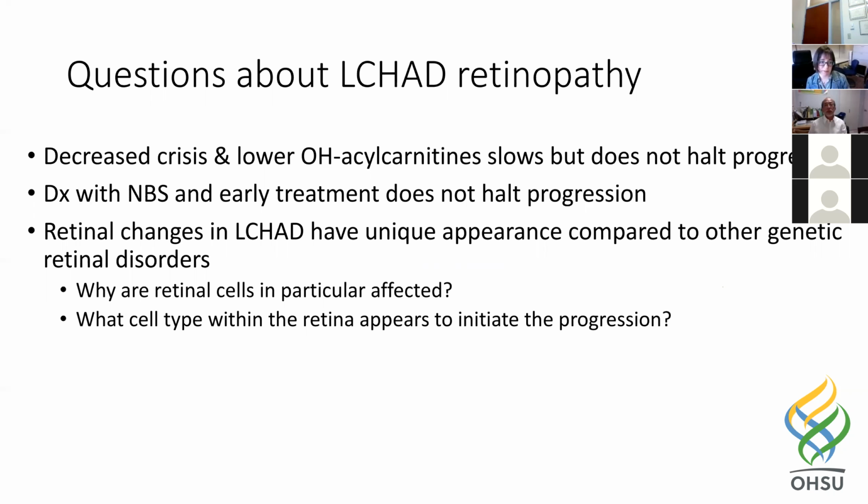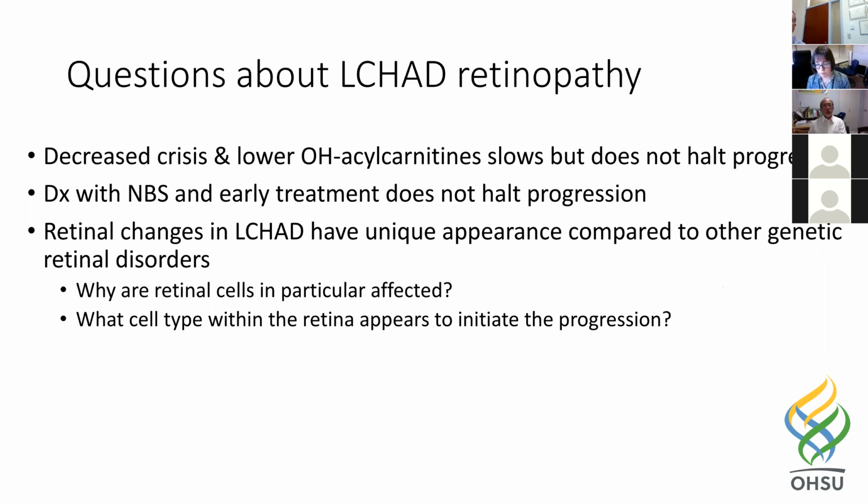So a couple of questions based on the data so far. We know from several publications that if you can treat these patients, prevent crises, and keep the hydroxyacylcarnitines and hydroxy fatty acids a little bit lower, you slow the progression of the retinopathy, but it doesn't halt it. We still are seeing some gradual loss in vision and some changes in the retina. We were curious to know if by newborn screening we picked them up really early and started treatment, would we stop the retinopathy? At least in our patients that we have followed, it's presenting later.